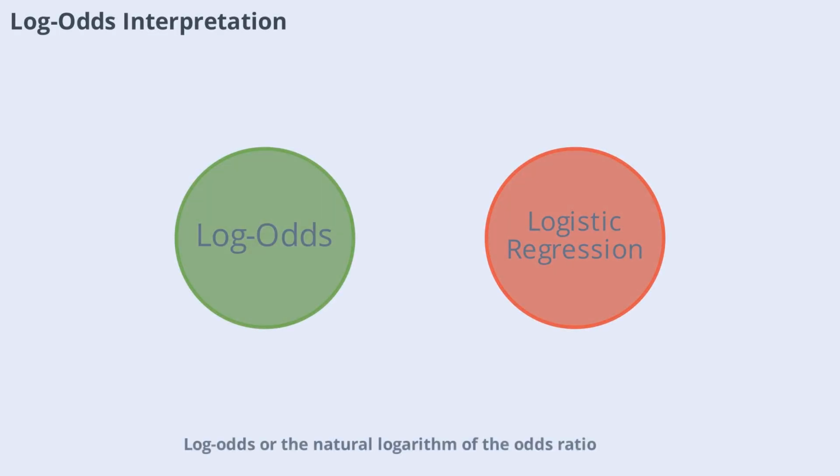Log odds, or the natural logarithm of the odds ratio, is a key concept in logistic regression. It allows the model to fit a linear relationship to the log odds of the target variable, making the coefficients easy to interpret in terms of multiplicative effects on the odds.